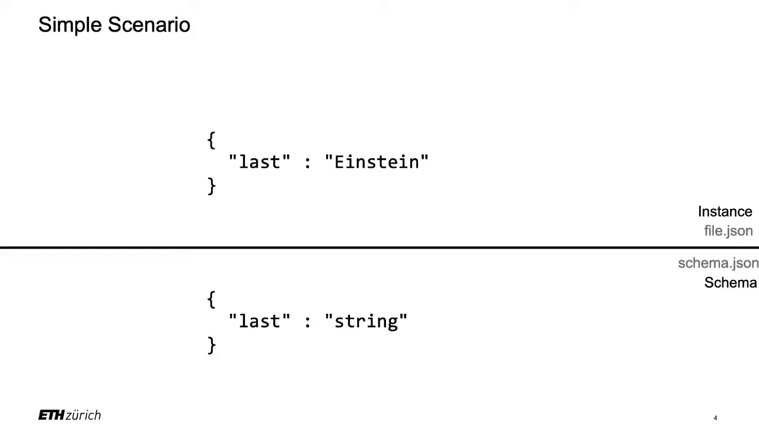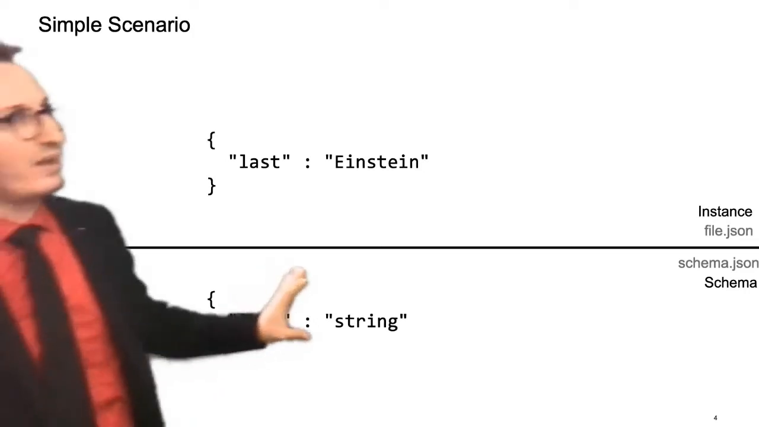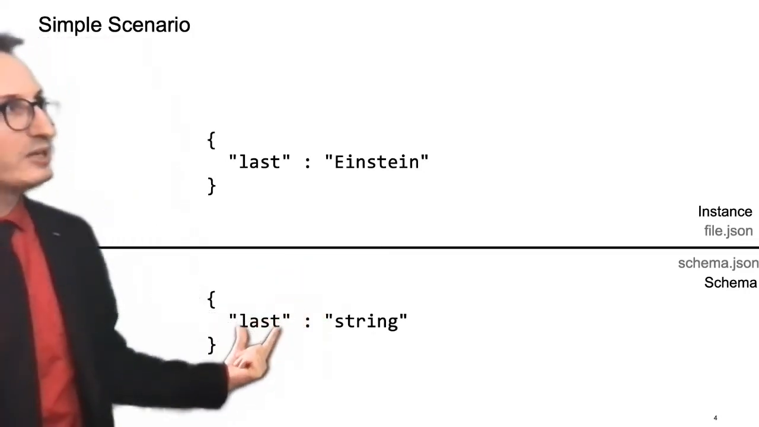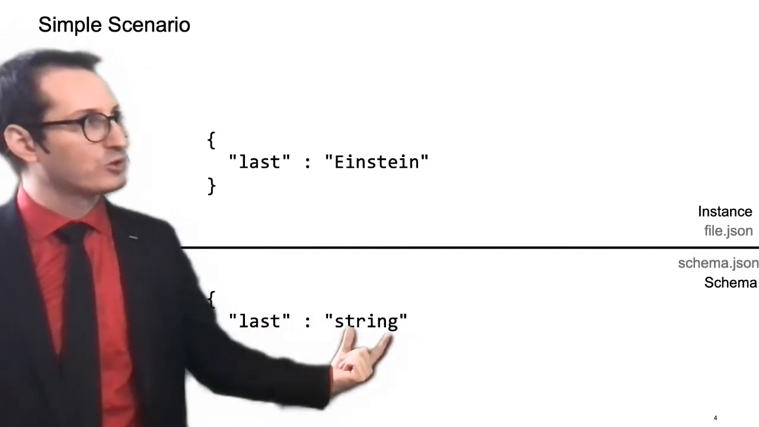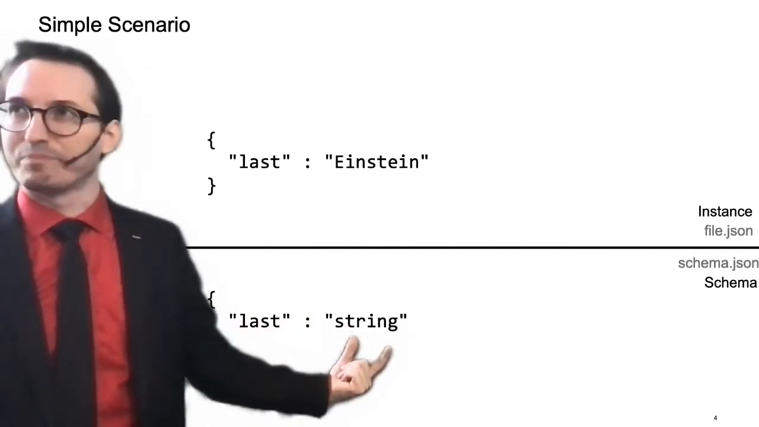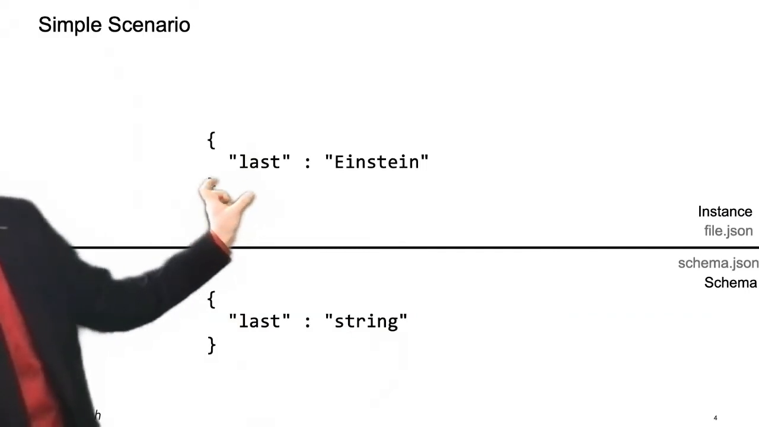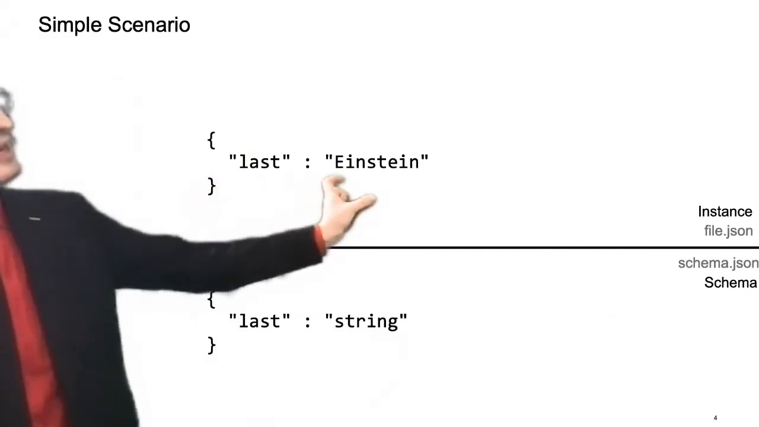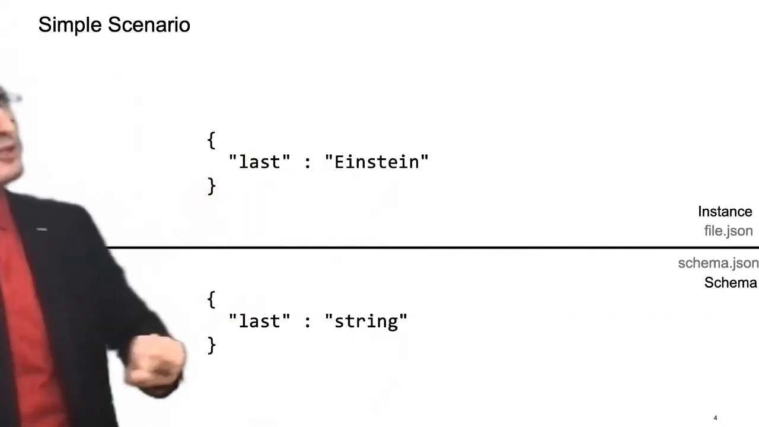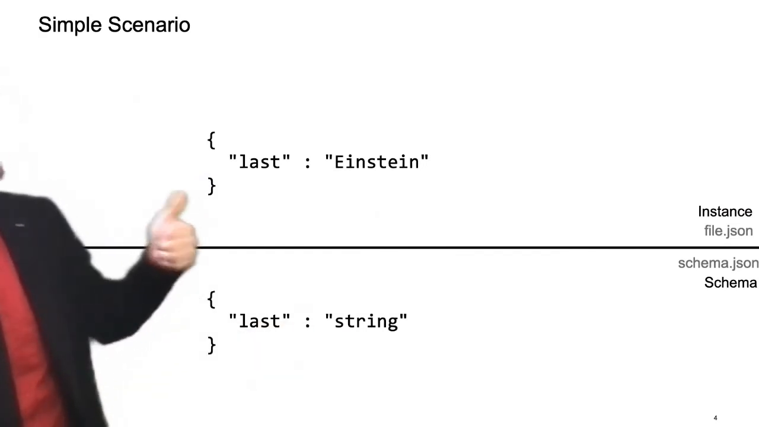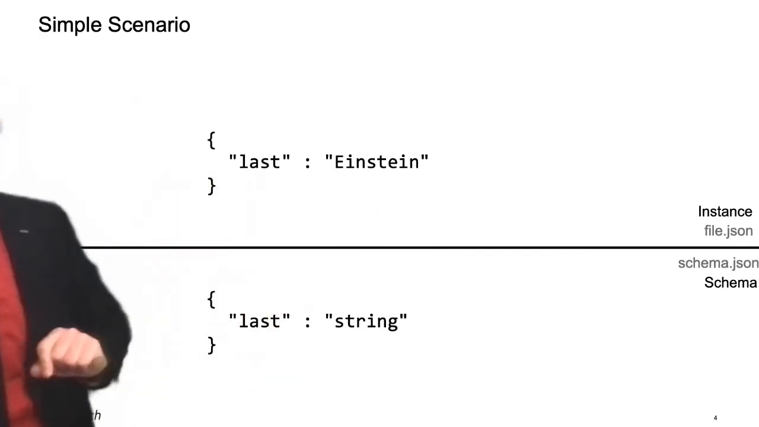So here what happens is, in the schema, we say that we want a key called last, and we would like the value associated with it to be a string. So is this valid? The answer is yes. We have a key last, and this here is a string. So this is fine, right? So here it's a yes. This is valid against that schema.